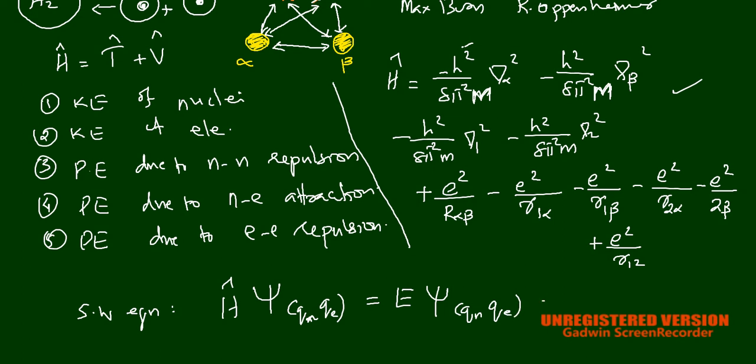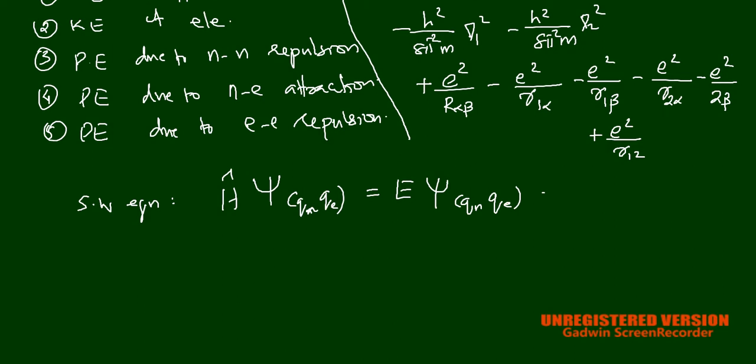When we solve the Schrodinger wave equation, we get the expression for psi and the energy eigenvalue. Now, we will talk about solving the Schrodinger equation later. I just introduced this system to make you familiar with a system with more than one nucleus and more than one electron.